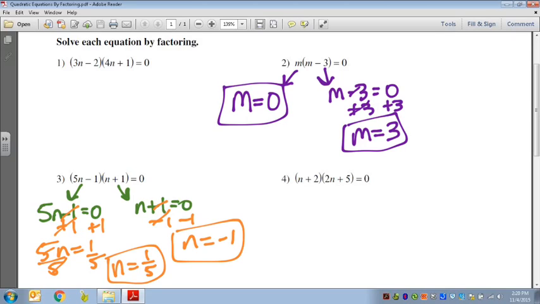Because if you think about it, if I plug in 0 for m, 0 times -3 is still 0. But if I plug in 3, it's going to be 3 times 0, which is 0. So both those answers are correct. Whatever you factor out or is on the outside of the parentheses, you also have to set that equal to 0. So this kind of gives you an introduction of how to solve equations while factoring. And I'll do another video with more complicated examples, but here's your intro.